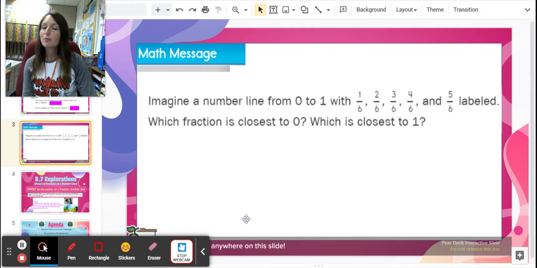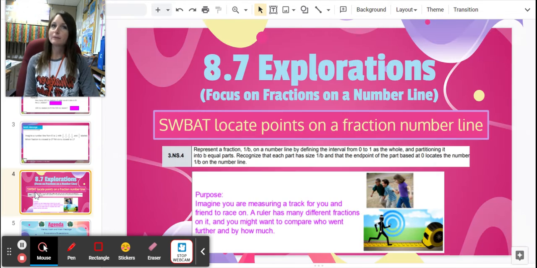And then here we're going to be practicing fractions. So it says for you to kind of draw this out, right? And it says to imagine this number line from 0 to 1 with 1/6, 2/6, 3/6, 4/6, and 5/6 on the number line. And then what fraction would be closest to 0 and which fraction would be closest to 1? Okay, so write out your thinking here.